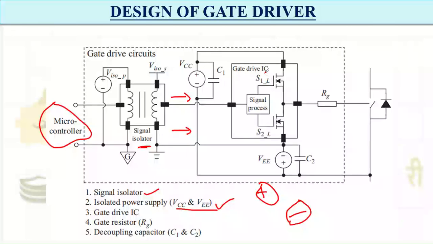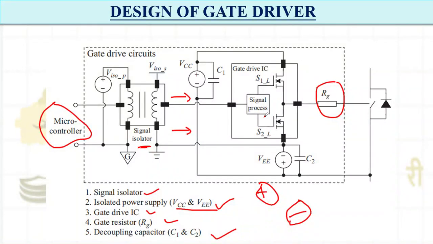Then I have my gate driver IC. After the gate driver IC, I have my gate resistor. This is RG, my gate resistor, used to limit the current. And then I have my decoupling capacitors C1 and C2. So what is the use of the decoupling capacitor? What is the use of this gate resistance and the isolated supply? Everything we will see in the upcoming slides.